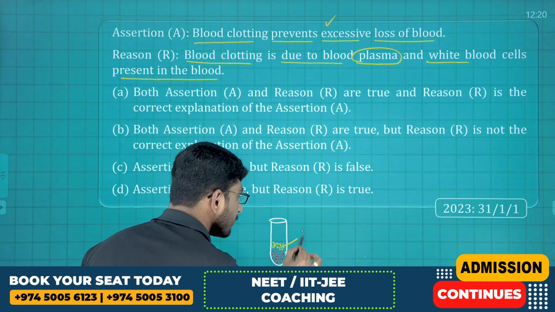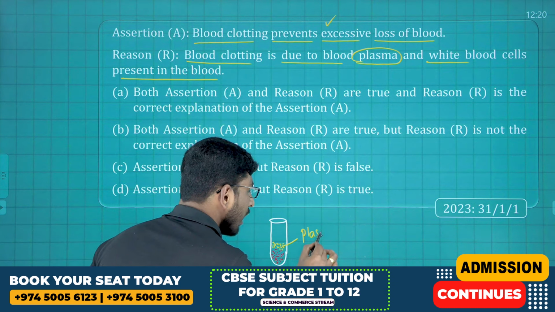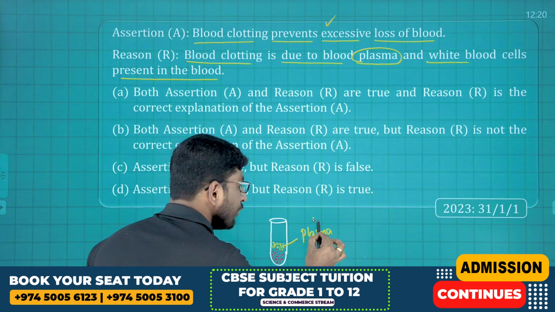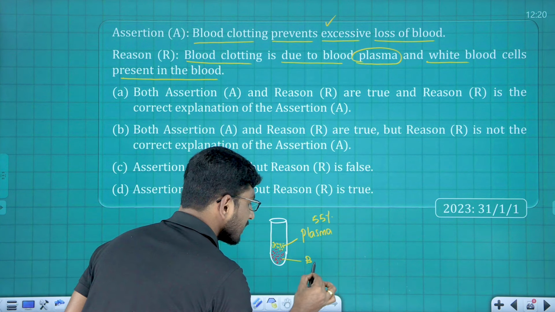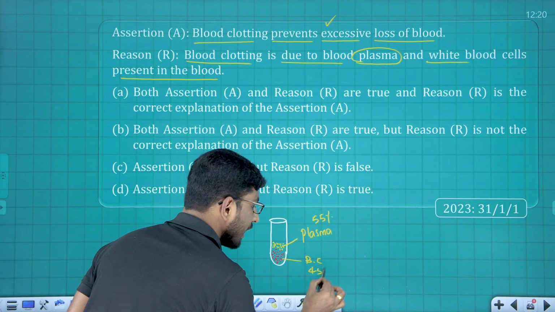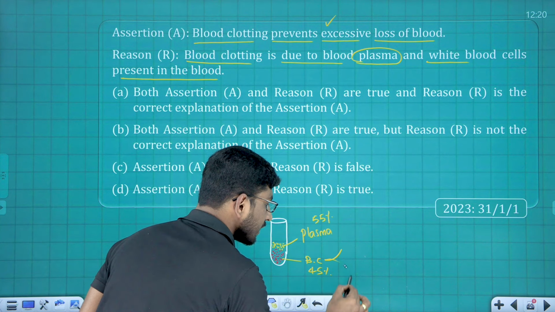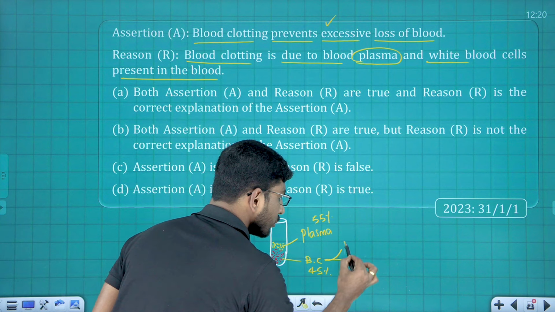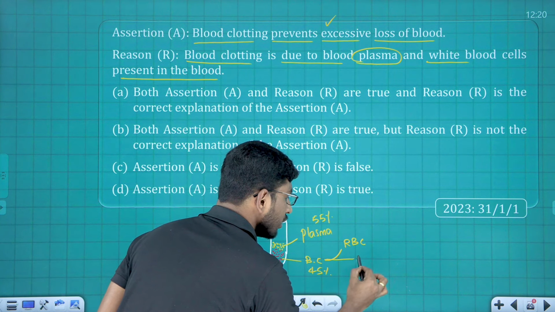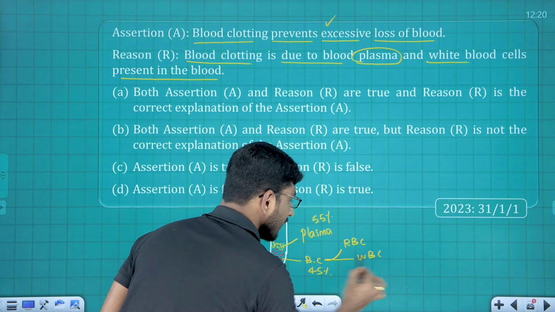Tell me, plasma. I told you in the theory class, 55% is plasma and blood cells are 45%. And in the blood cells, there are three types of blood cells. What are they? Let me write like this. One is called RBC, one is called WBC, and the last one is called what?